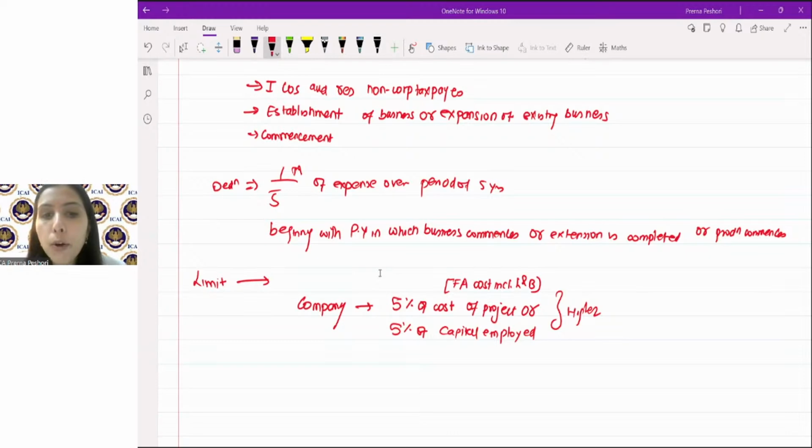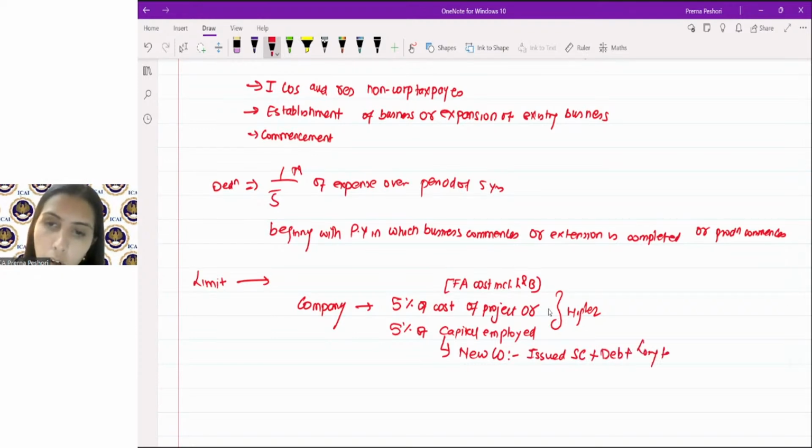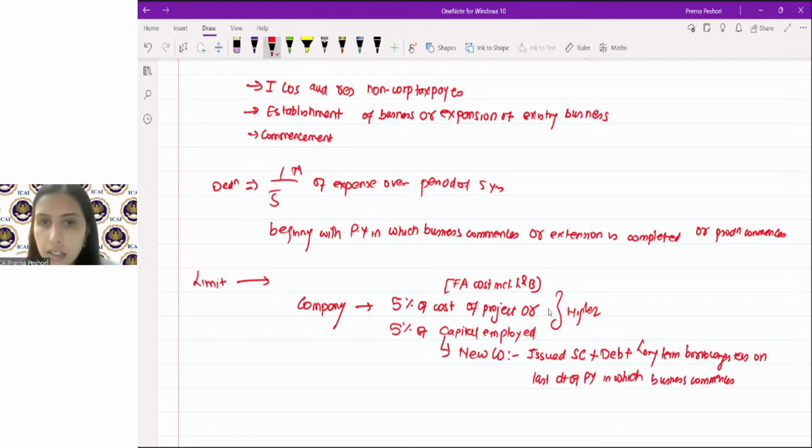So cost of project means fixed asset cost, including land and building. What is the meaning of the capital employed? So in case of the new company, the capital employed means issued share capital plus debentures plus long-term borrowings as on the last day of the previous year in which business commences.